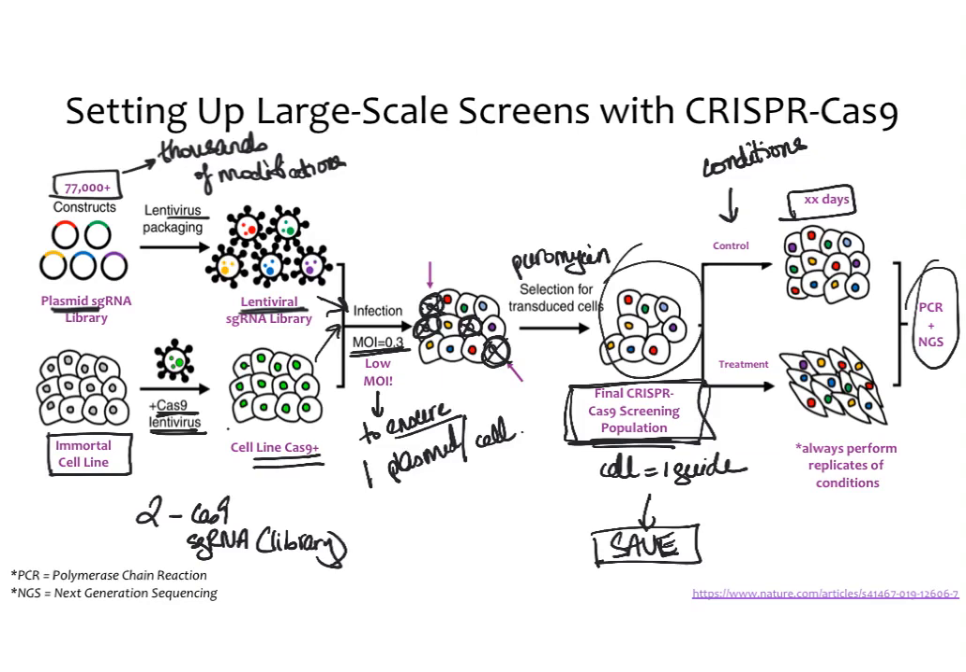So we'll talk a little more about this piece in a second, but first and foremost, it's important to understand the setup. So you need a library, you need cells, and you need a low MOI infection, and then you need to select to make sure that you have a pure population where every single cell has only one guide. And after that, you can expose to treatments and we can talk about the analysis.